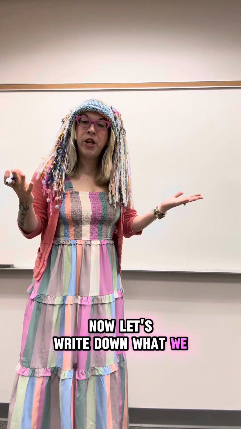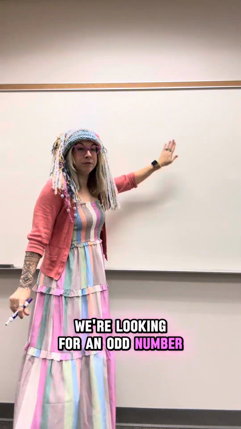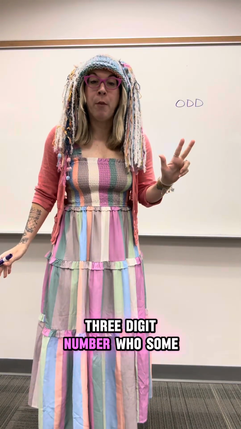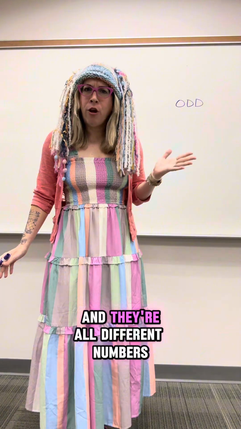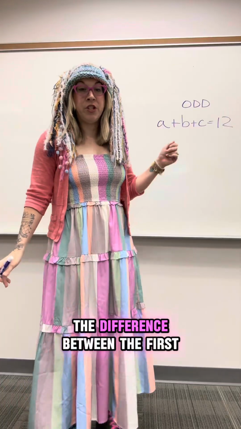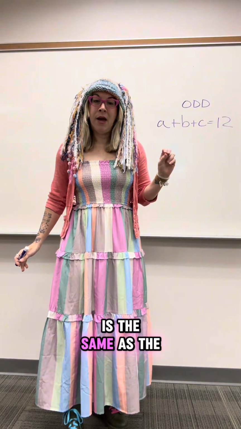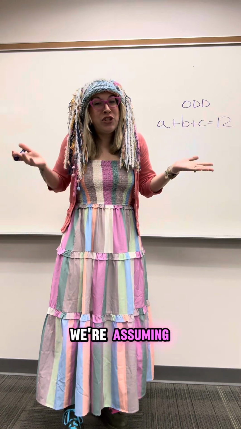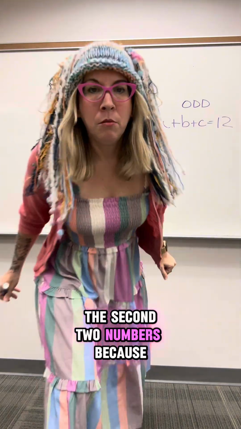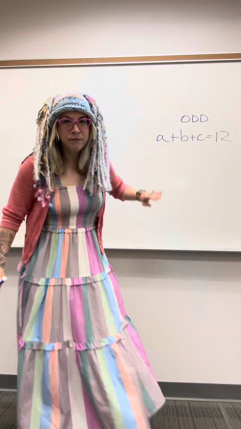Now let's write down what we know. First, we're looking for an odd number. We also know it's a 3-digit number whose digits add up to 12, and they're all different numbers. The difference between the first two numbers is the same as the distance between, we're assuming, the second two numbers? Because you didn't finish the question.